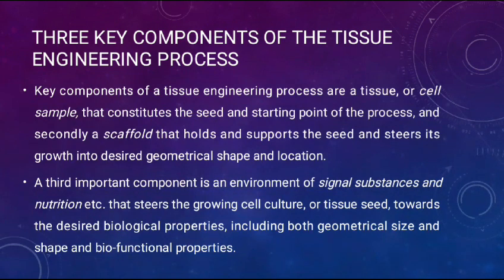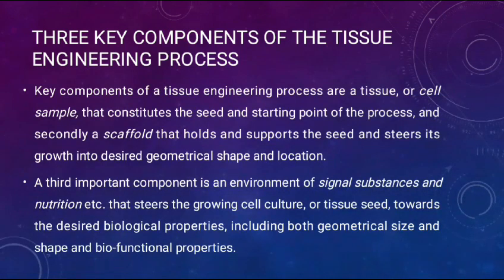Three key components of the tissue engineering process. Key components of a tissue engineering process are a tissue or cell sample that constitutes the seed and starting point of the process, and secondly a scaffold that holds and supports the seed and steers its growth into desired geometrical shape and location.